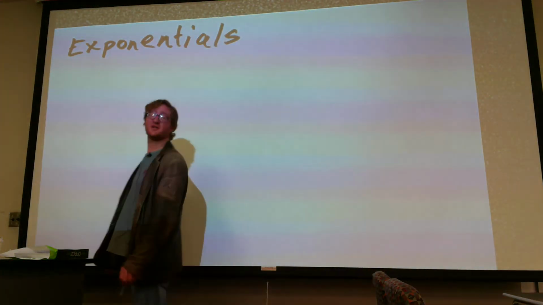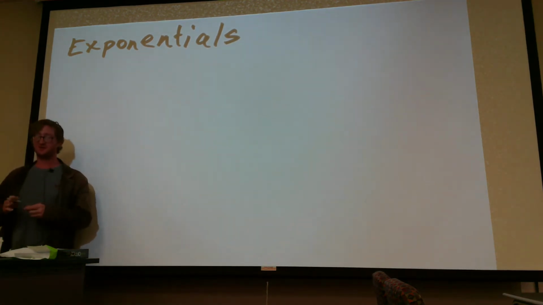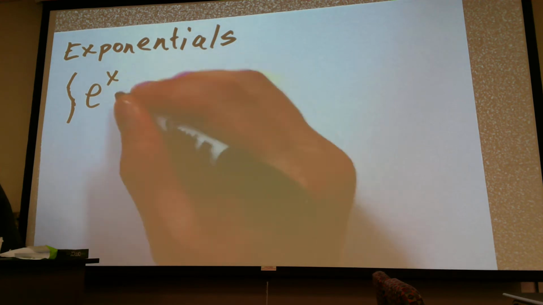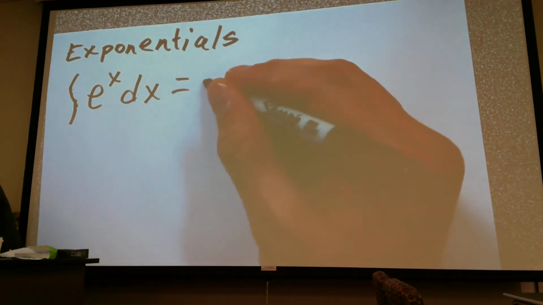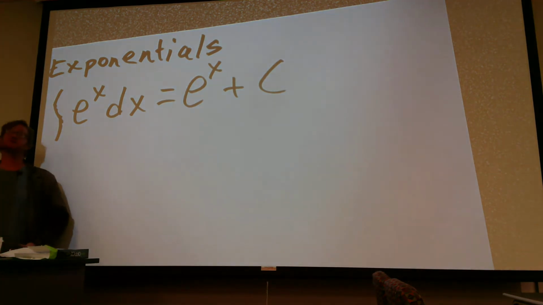Okay, so when it comes to exponential functions, the first one that we should consider is e to the x. Now the derivative of e to the x is e to the x. So the integral of e to the x with respect to x is also e to the x, just plus a possible constant.